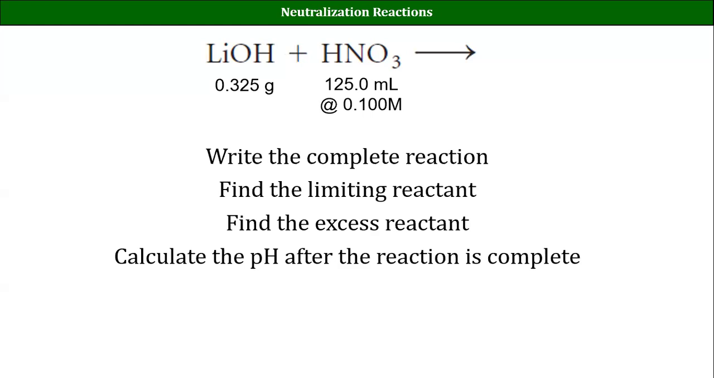Anybody remember what that was? No. I appreciate your candor. pOH. The p just means negative log of something. So if negative log of hydronium is pH, pOH is negative log of hydroxide concentration.